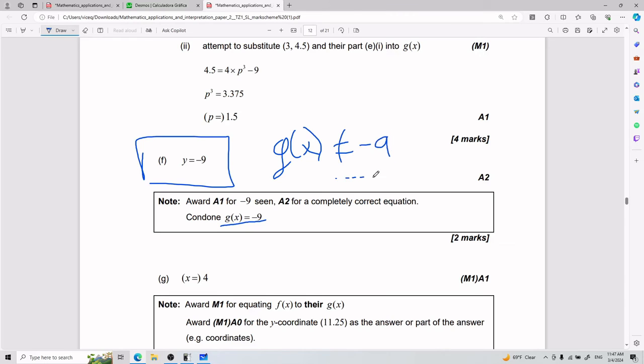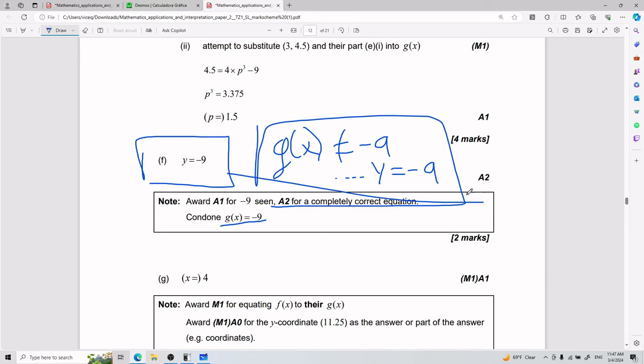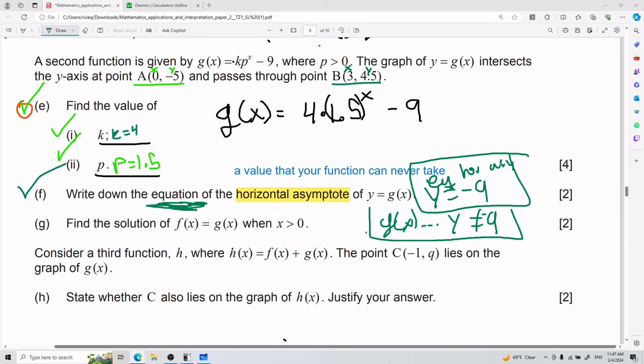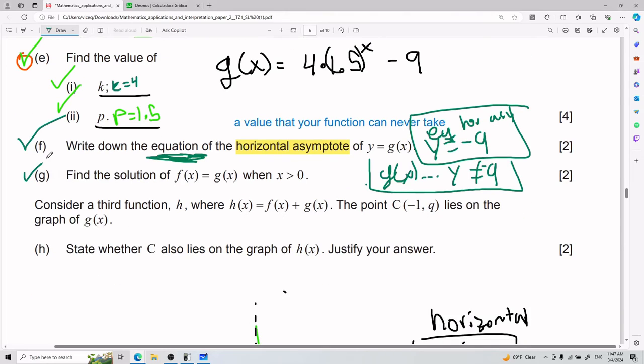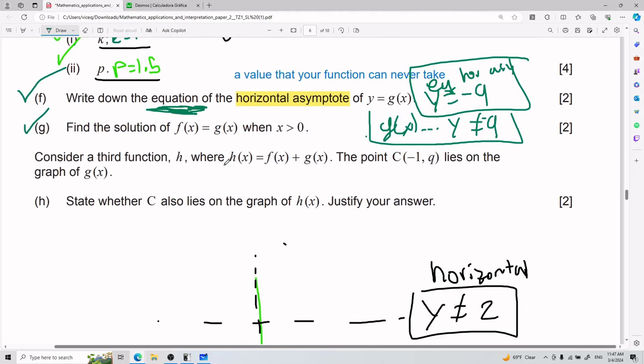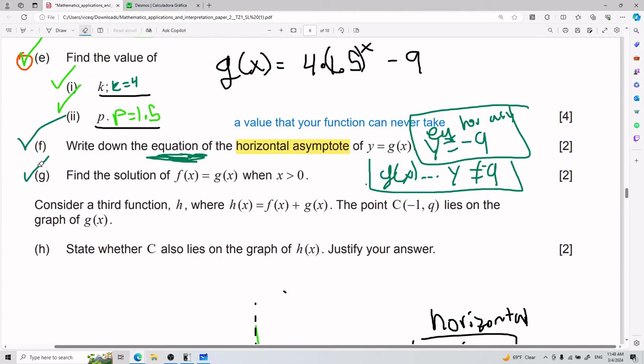And then this implies that your equation is y equals negative 9. See? That is the more clear sort of explanation. All right, whatever. So, that is g. And then the third function, h. Oh, wait, that is f, that is not g.